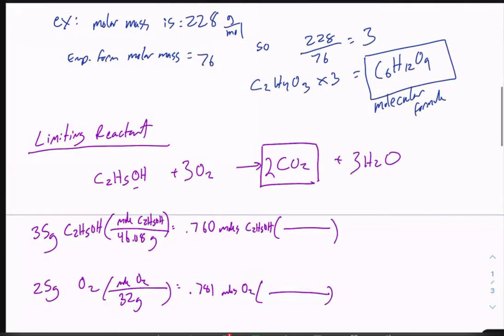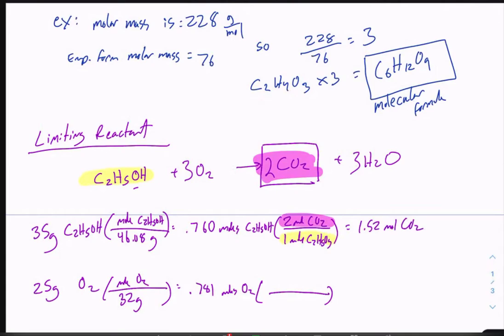So the mole ratio, from the balanced equation, is 2 moles of CO2 for every 1 mole of ethanol. Right, so here's the ethanol, the coefficient of 1. So that gives 1.52 moles of CO2 according to the first reactant, but we are not done.